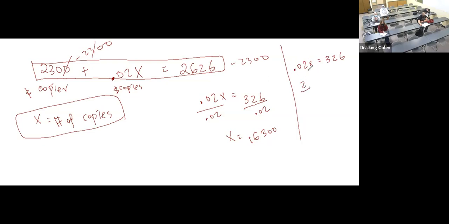200. So 200 times x is 326. 200 is simplified as 1/50, right? So it's 1/50 times x is equal to 326. If I multiply 50 on both sides, I can simplify this. So x is 326 times 50, and you get 16,300.